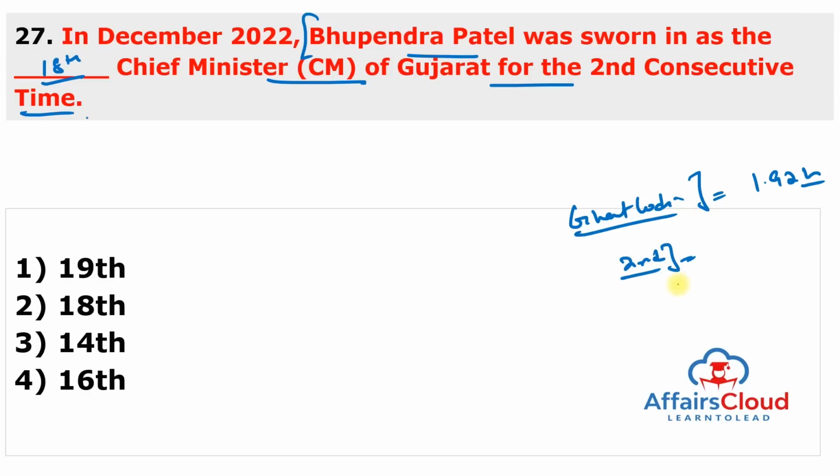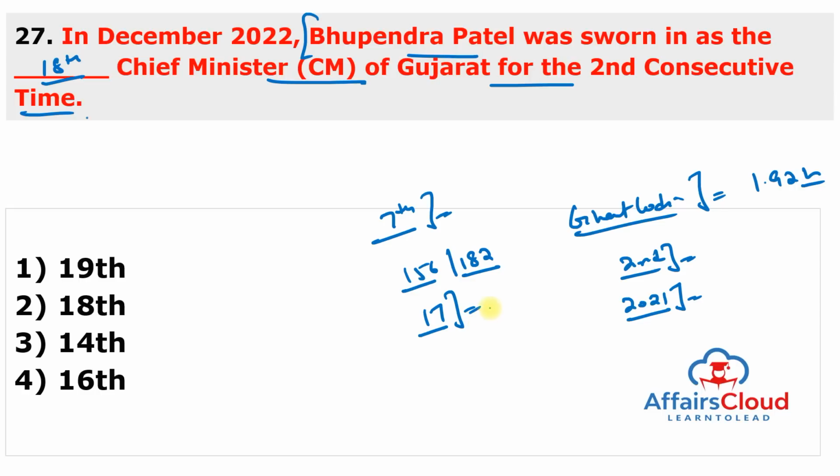And he was sworn in as the CM for the first time in the year 2021, replacing the Vijay Rupani-led state government. And the ruling BJP won a record 7th term in the recently concluded Gujarat Assembly elections, garnering 156 out of the total 182 assembly seats. And the Congress won 17 constituencies, while the Aam Aadmi Party won 5 seats. So the answer of this question is second.